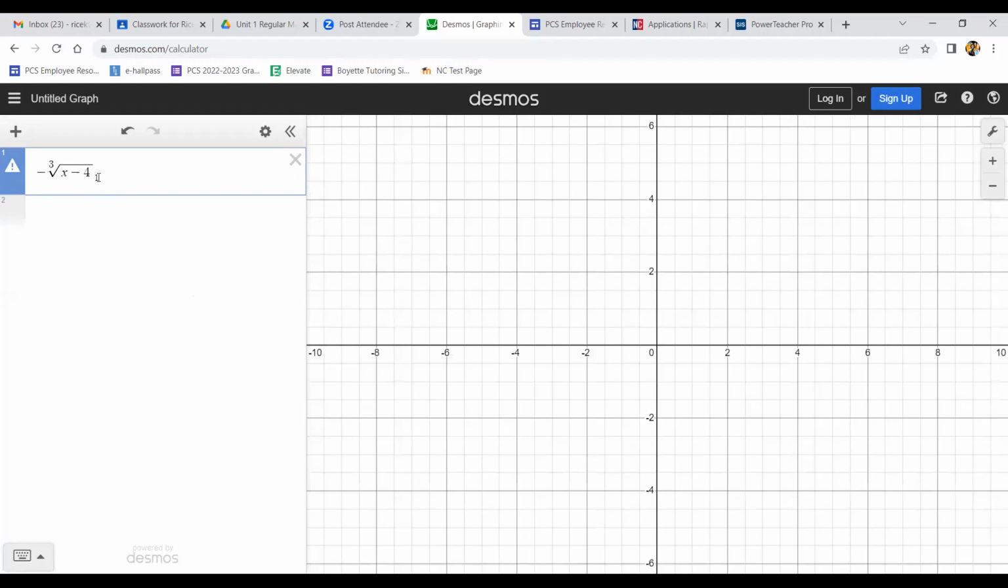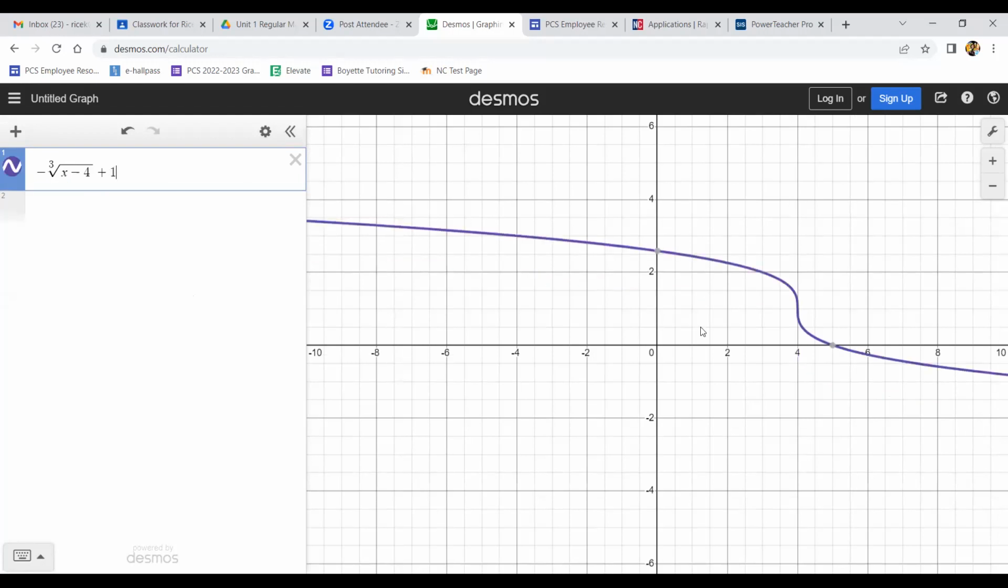Oh, it's not showing up because... what was on the end? Plus 1. Okay. So 5 for my x-intercept, 5, 0. And then my y-intercept is 2.587. Okay. All right. I'm going to go ahead and go to the next section.